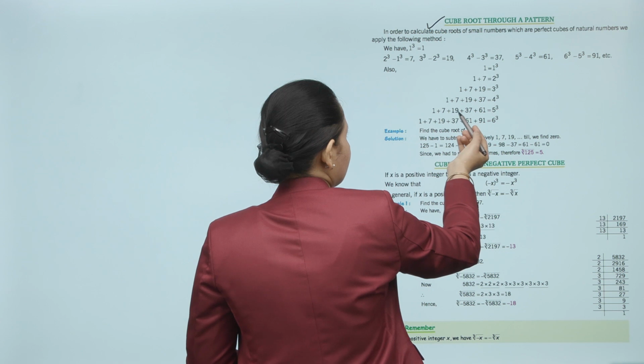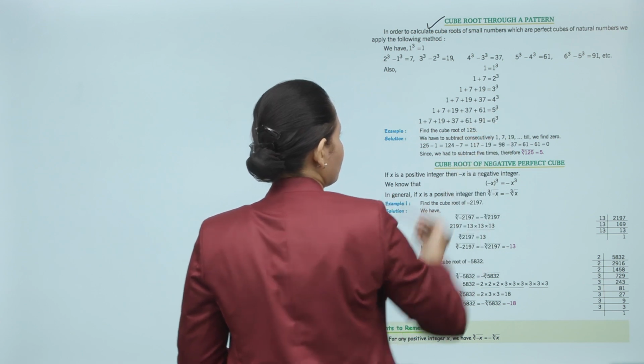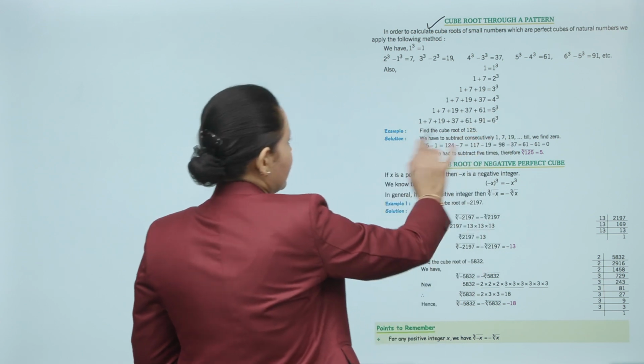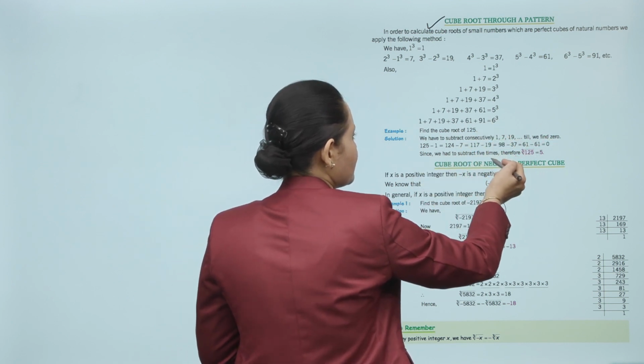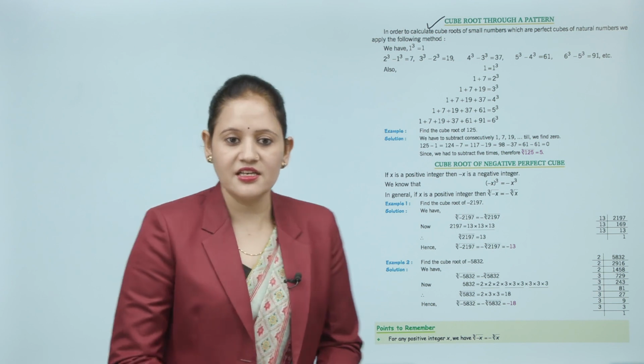1 plus 7 plus 19 plus 37 plus 61 is 5 to the power 3. If we continue in this manner, we go on to 6 to the power 3, then 7 to the power 3, and so on. Clear?